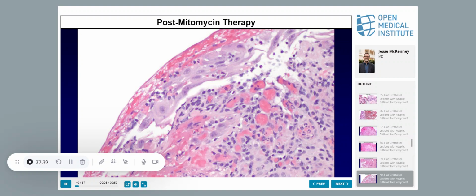How many of you have patients who are getting mitomycin instilled in their bladder? Anybody? Okay, that's probably good. So mitomycin induces some really crazy atypia.